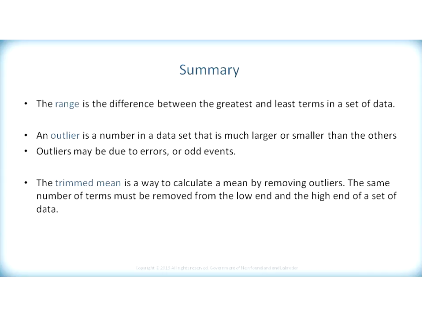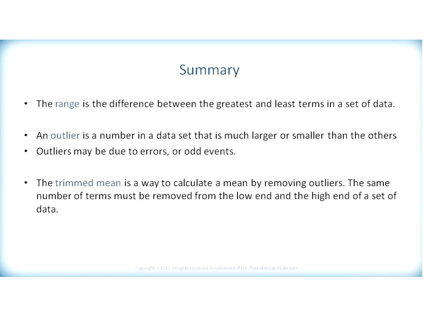So to summarize again, the range is the difference between the greatest and least terms in a set of data. An outlier is a number in a data set that is much larger or smaller than the others. Outliers may be due to errors or odd events. In this case, either the lobster was much older or was much stronger than the others, and so was able to dominate for more food, and it grew dramatically bigger. It was almost twice as big as any other lobster caught, the 4.1 pound one.